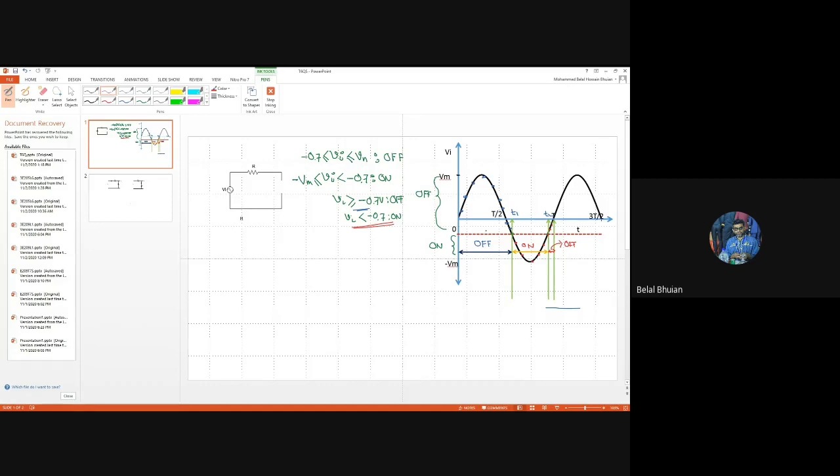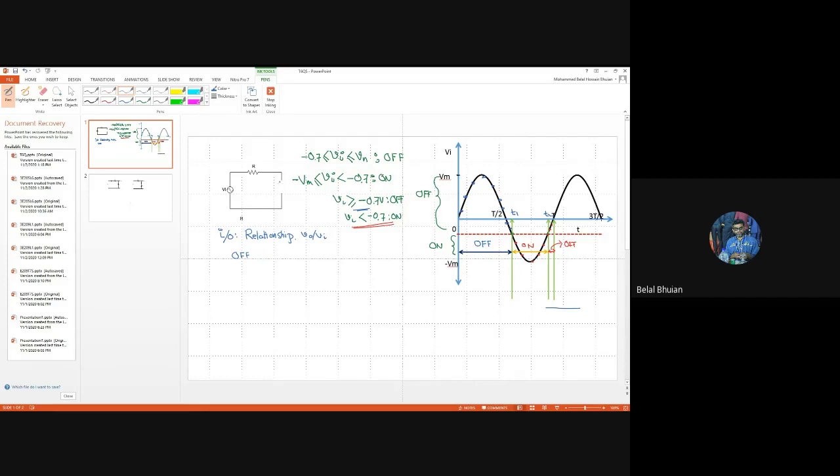So now that I obtained that, our next part would be to draw the input output relationship. That means the Vo-Vi relationship. And we have to do it for two conditions: once when the diode is off, and then when the diode is on. So let's do it for when the diode is off.